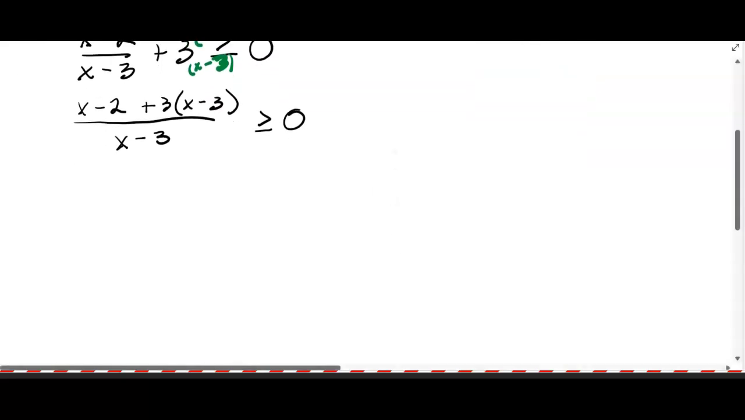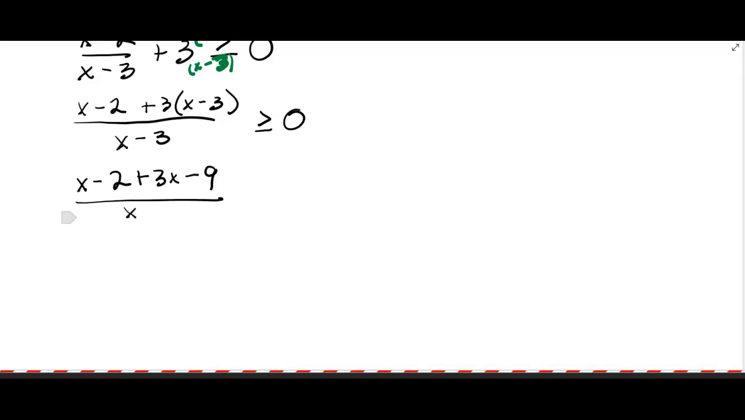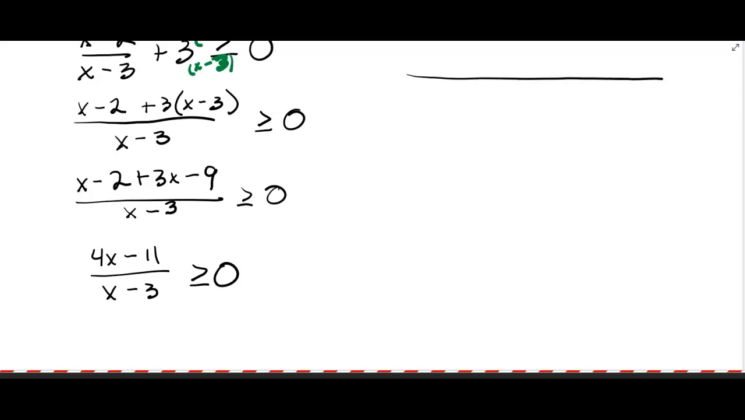Okay, so when we work out the numerator, we get x minus 2 plus 3x minus 9 over x minus 3. Alrighty. And then we're going to combine like terms. We get 4x minus 11 over x minus 3, greater than or equal to 0. I think maybe it was the fraction that I was worried about, that people are going to get this wrong, but really we should be able to do the fractions.